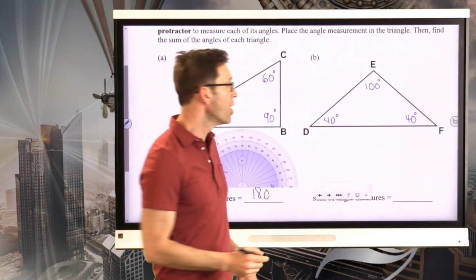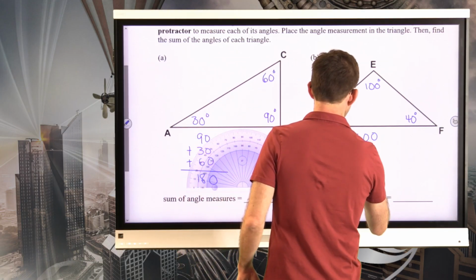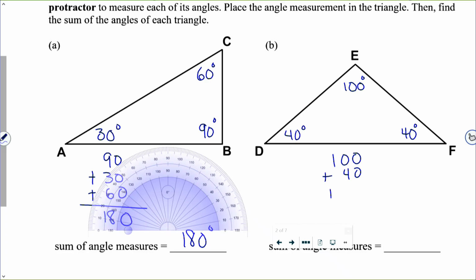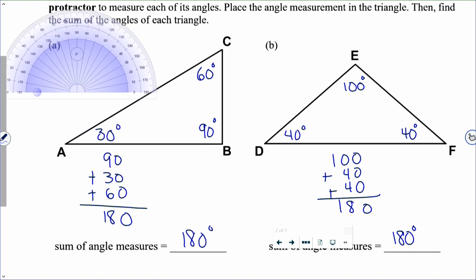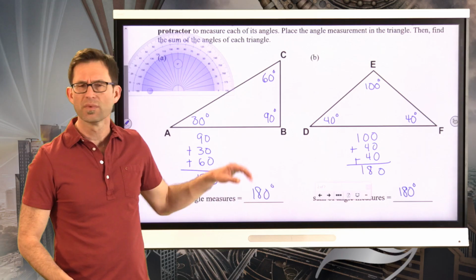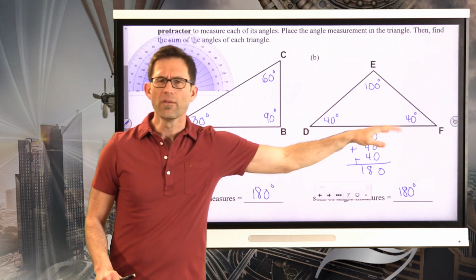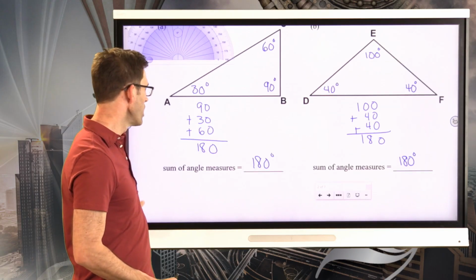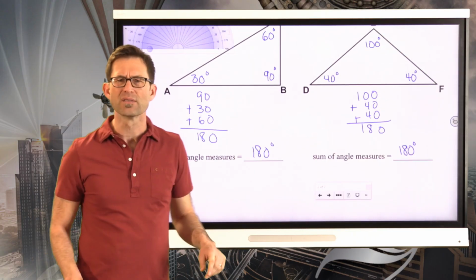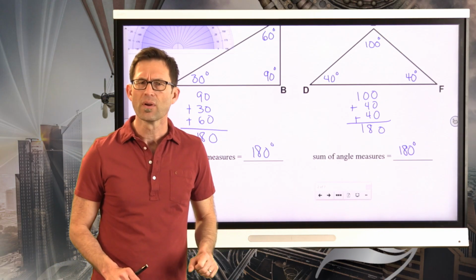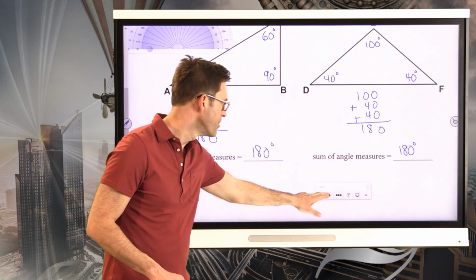All right. So if I add all those up, 100 plus 40 plus 40, I get 180 degrees again. Huh. All right, so these two very different looking triangles, right? 30, 60, 90, 40, 40, 100, right? In both cases, when I add the three angles together, I get 180 degrees.